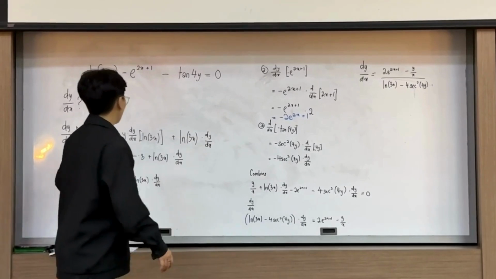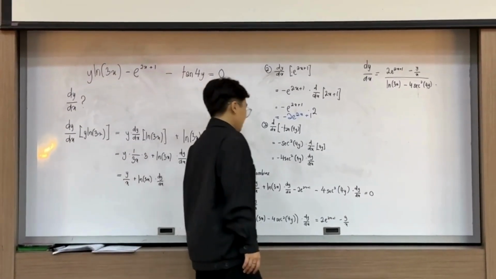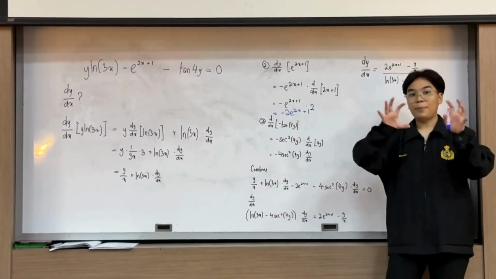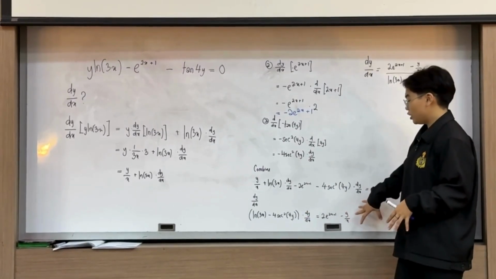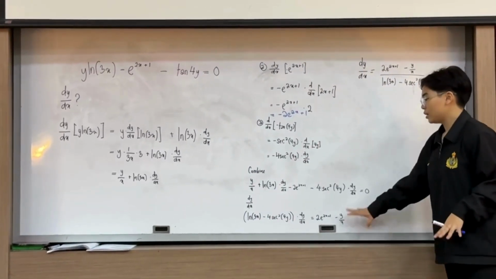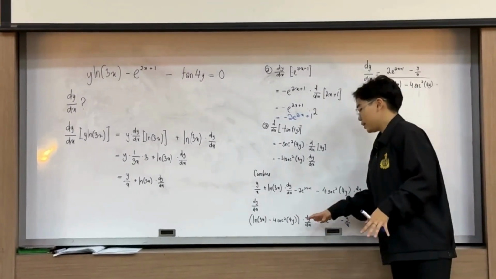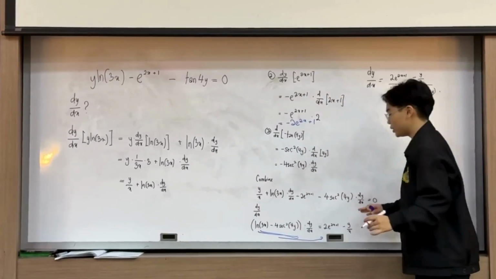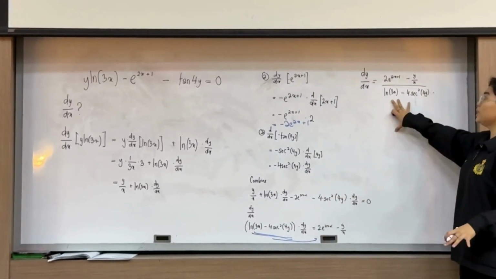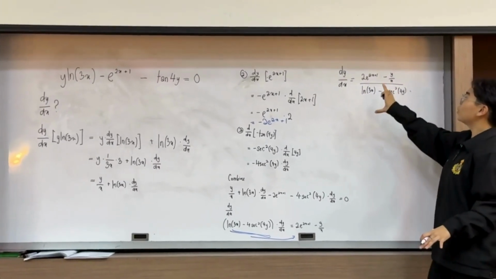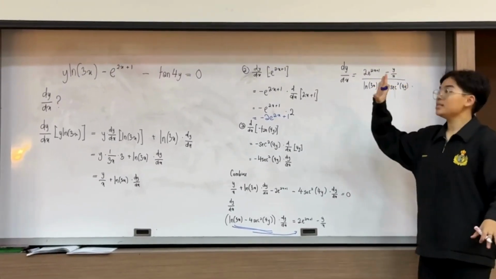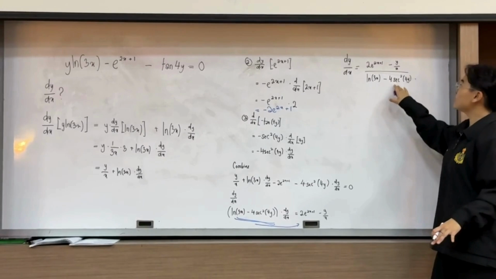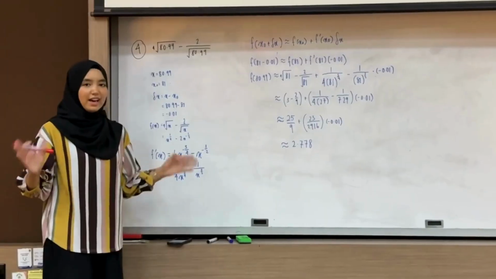So we need to combine step 1, step 2 and step 3. It will become this equation. After this equation, we need to separate apart the dy/dx terms and the non-dy/dx terms. It will become this equation. So lastly, we bring this to the other side without the dy/dx. So our final answer will be dy/dx equals 2 e to the power of 2x plus 1 minus y over x, over ln 3x minus 4 secant squared of 4y. That's all.